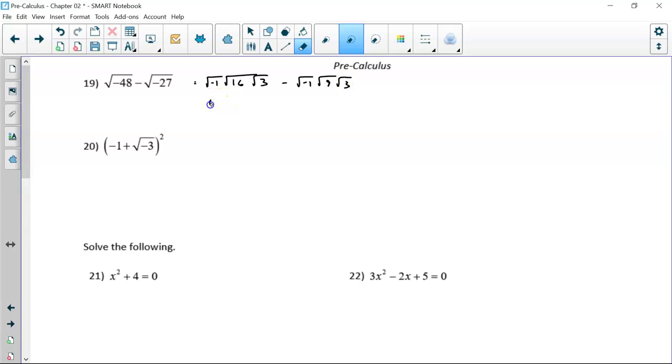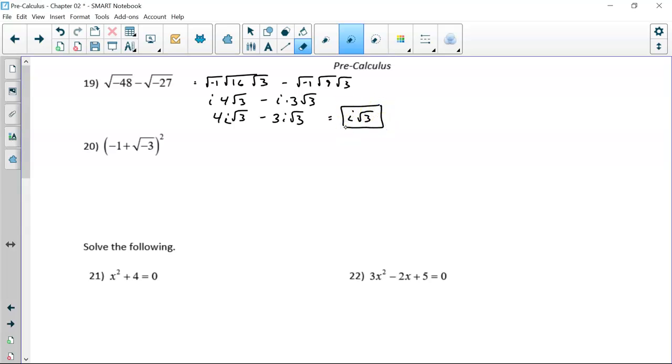So we're going to get I times 4 times the square root of 3, or we can look at that as 4I root 3, minus I times 3 times the square root of 3, which would be minus 3I times the square root of 3. Now they're like radicals. We have 4I root 3 minus 3I root 3. That just leaves us 1I root 3, or I times the square root of 3.